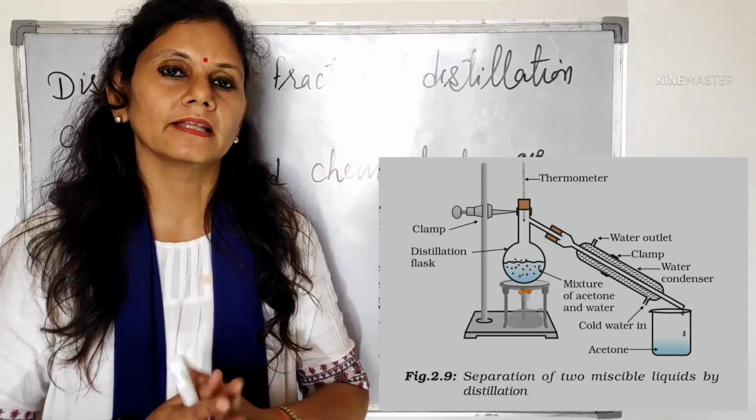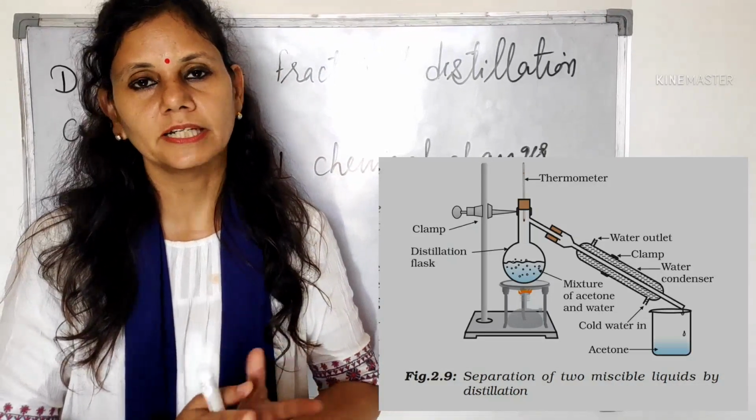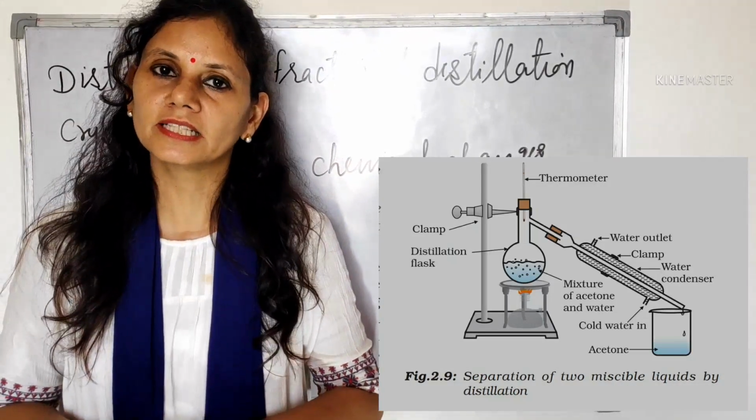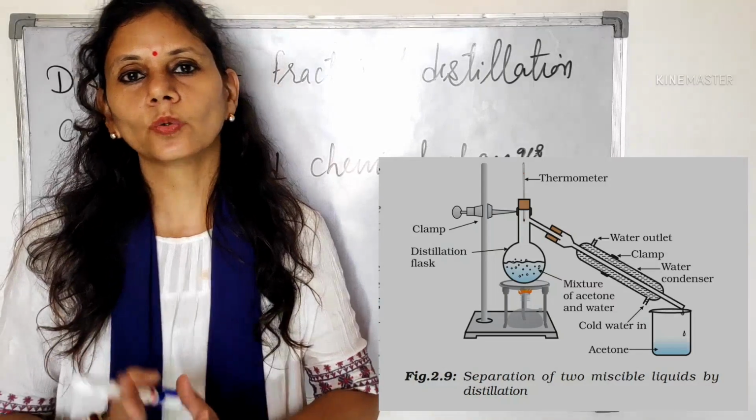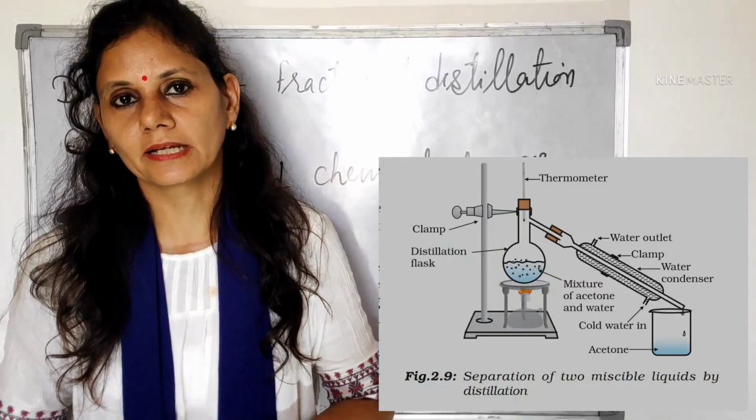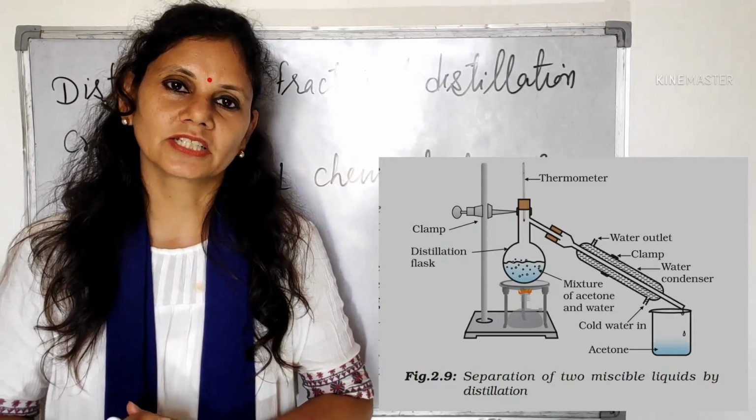We have to heat it. The substance which boils first vaporizes and moves to the condenser. In the condenser it cools and its liquid can be collected. So it is called distillation.